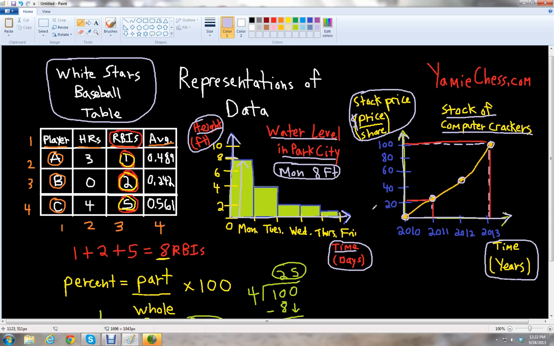Now, which day has the smallest height for the water level in Park City? That would be on Friday. And that's right in the middle between 0 and 2 feet, so that'd be 1 foot.